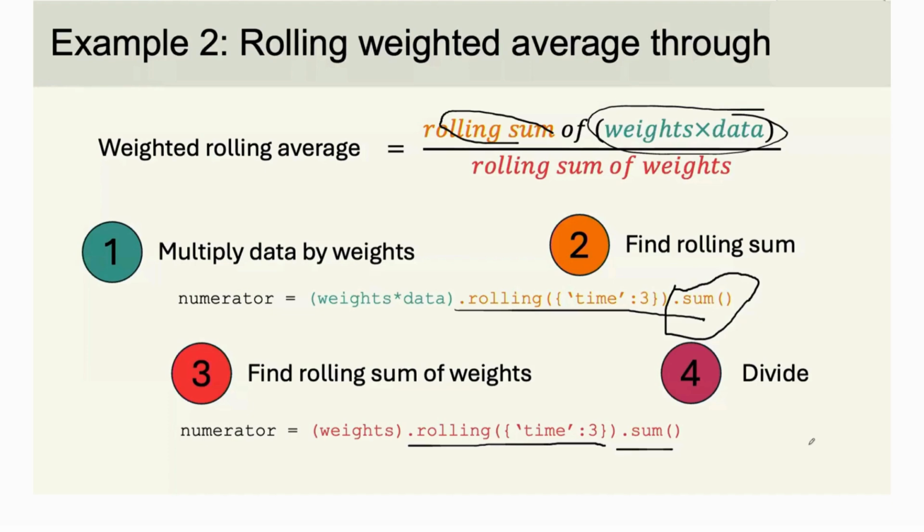So, this is one that Xarray doesn't have an explicit function for, it's not going to give you a rolling weighted average function. But if you break it down into its constituent pieces, all of those pieces are doable.